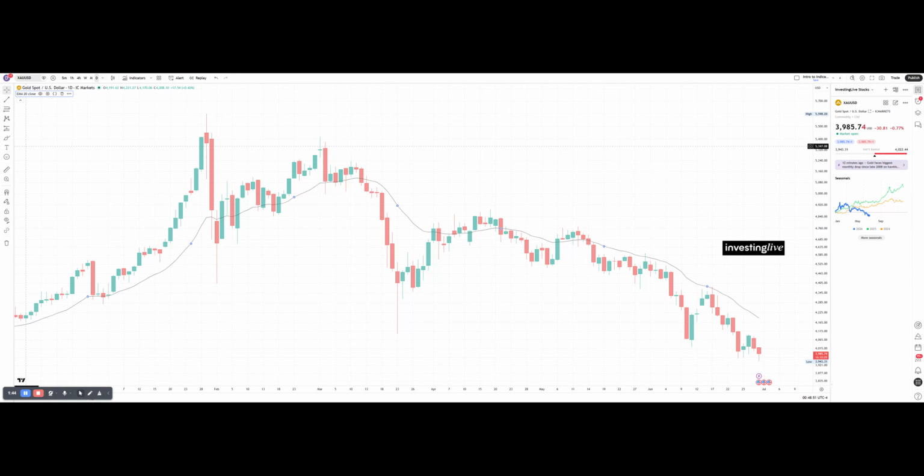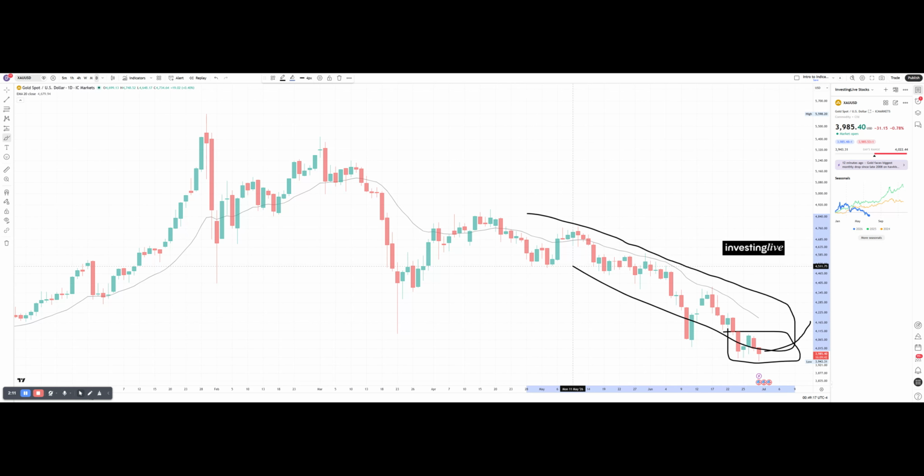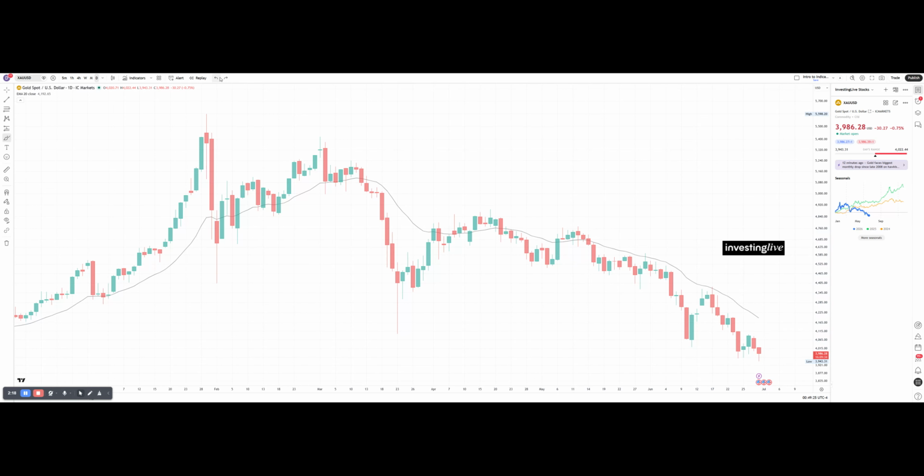With the EMA20, I see the trend. Okay, if this line is slanting downwards and price is below it, it means that on this time frame that I'm looking at, the trend is clearly still down. Does it mean that it's not going to reverse now? No, it does not, but it means that the trend so far has been down. It gives me a broad, quick view of what's happening with this market on this daily time frame.